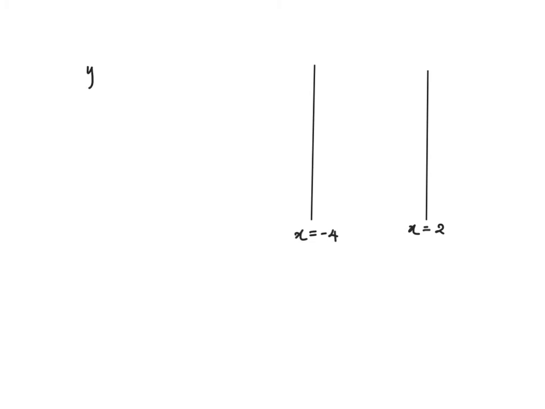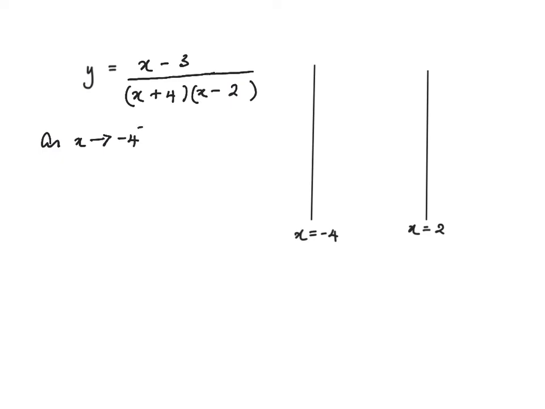Our function is y equals x minus 3 over, and I'm going to put it in factorised form, x plus 4 and x minus 2. What we want to do is to explore what happens to the function on either side of the asymptotes. So first thing then, as x tends to minus 4 minus, which is to say to the left of x equals minus 4.